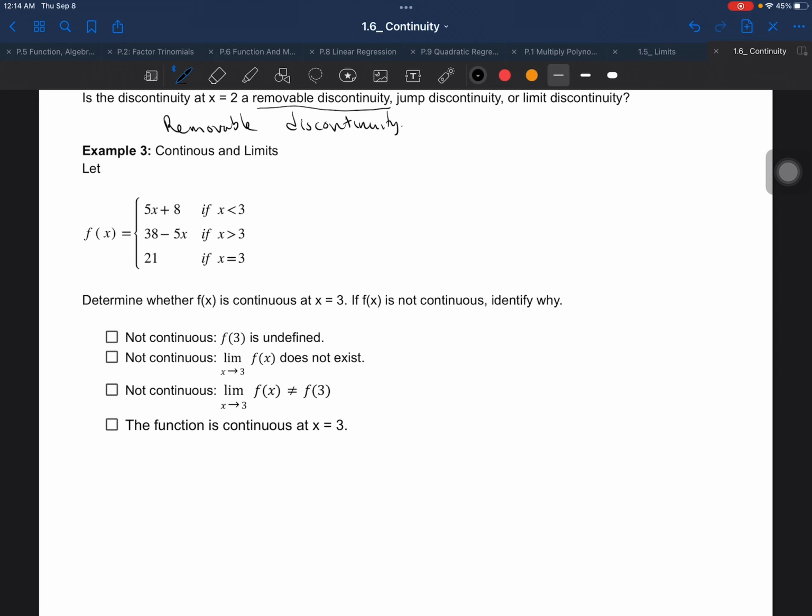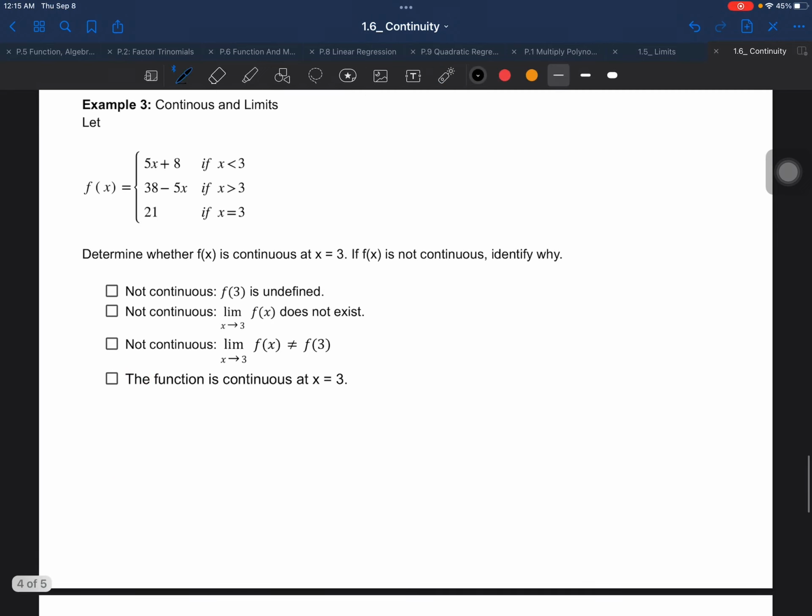So we have to decide which of these three is it that makes this not continuous, or maybe this is actually continuous, and so we will choose this one. So let's do some math here. Let's try to find what is f of 3. F of 3 is the value of the function when x equals 3.